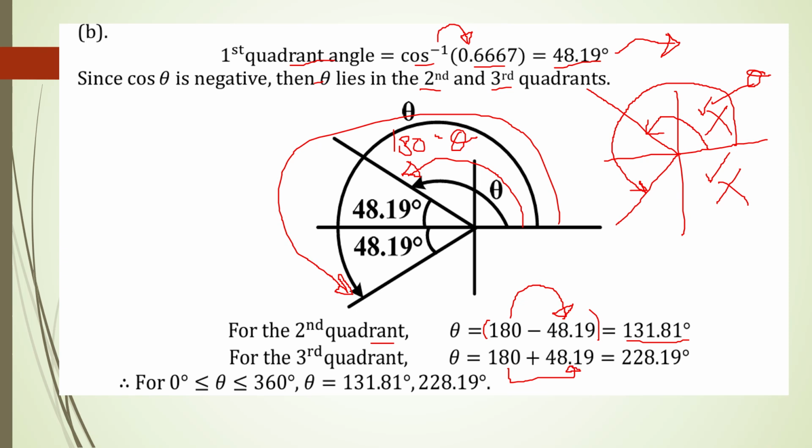And then for the third quadrant, the angle is going to be 180 plus theta, which is 180 plus 48.19 degrees, and you're going to end up with 228.19 degrees. So you make a conclusion that for the positive range of theta lying between 0 degrees and 360 degrees, the value of theta is going to be 131.81 degrees and also 228.19 degrees.